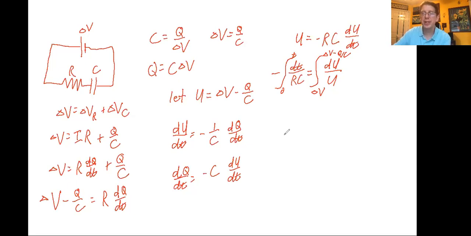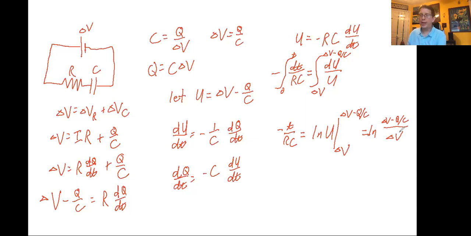This simply becomes negative t over RC. And that's equal to, now the integral of dU over U is just the log of U. And again, you're evaluating that at delta V and at delta V minus Q over C. So you can write that. Remember, log of a minus log of b is equal to the log of a over b. So this becomes the log of delta V minus Q over C divided by delta V.